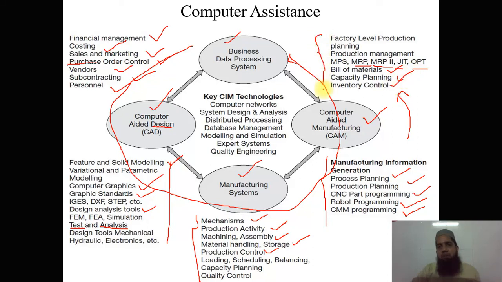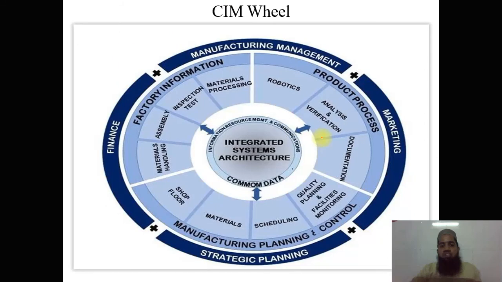So this is a department, and all these things you can explain with the symbol also. The same thing, okay, you can see the symbol. In the symbol we have manufacturing management, marketing, strategy planning, and finance. And inside that also we have the same.